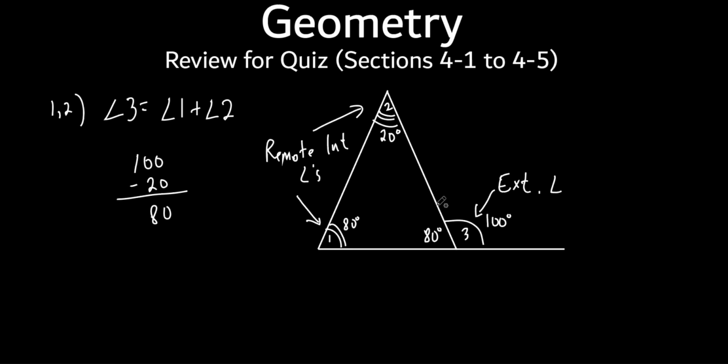That's enough of that. I could give you different information, but you should be able to find it, right? I might give you these 2 remote interior angles. What if I didn't tell you that this was 100? What if I told you this was 80 and that was 20? You just add them up, right? It's not that hard. Everybody got that?